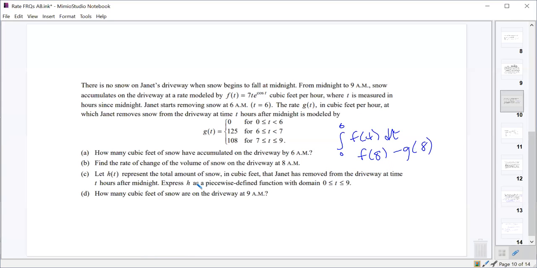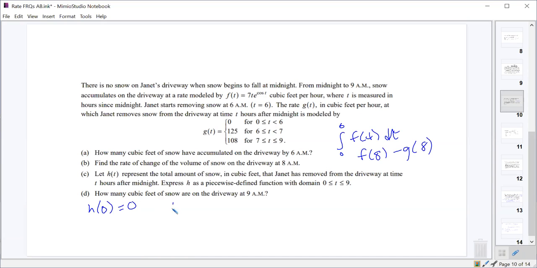Okay, for part C, we're going to have h of t represent the total amount of snow that she has removed from the driveway t hours after midnight. We want to express h as a piecewise function with the domain 0 to 9. We know that h of 0 needs to be 0, right? That's where we're starting. At t equals 0, she has removed nothing.